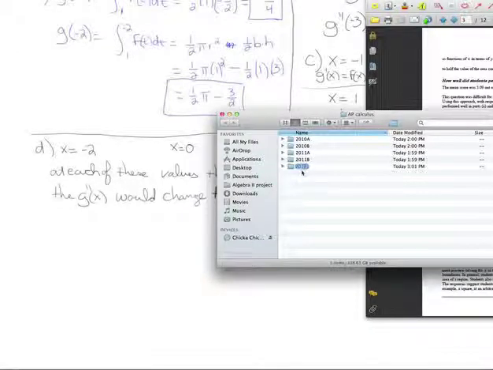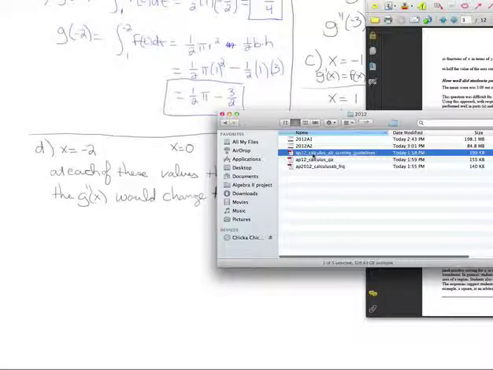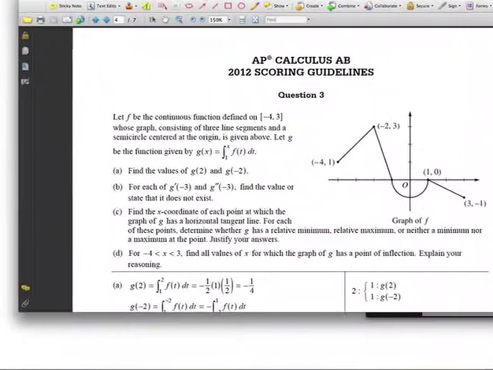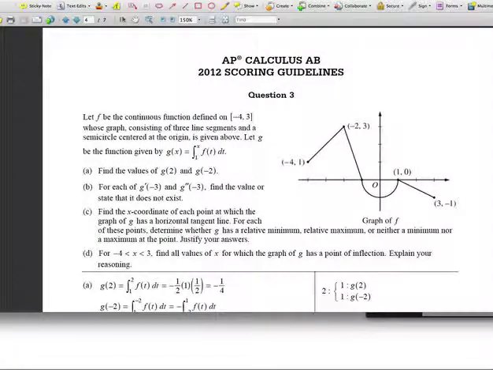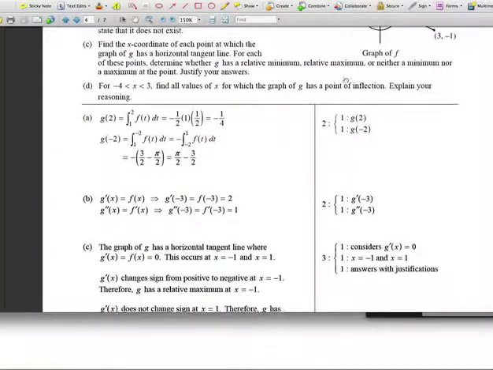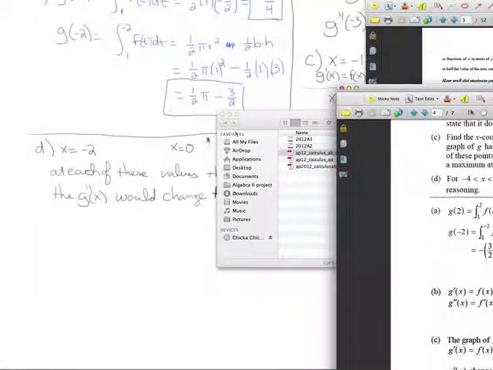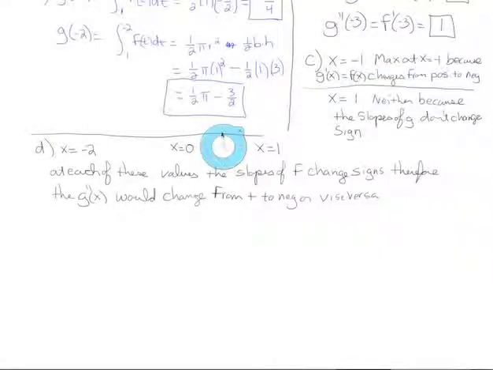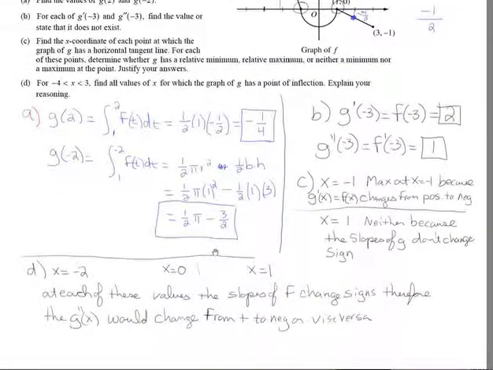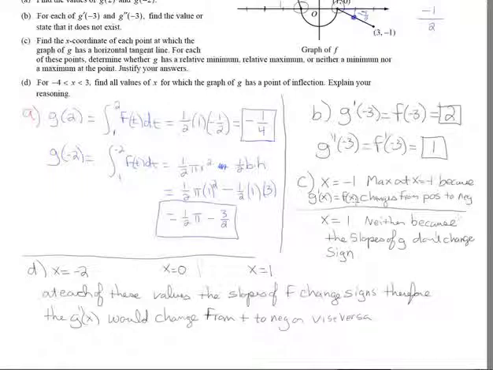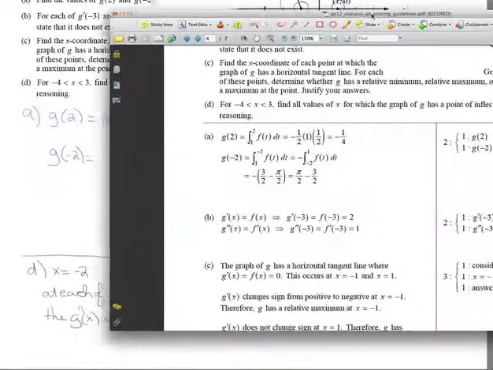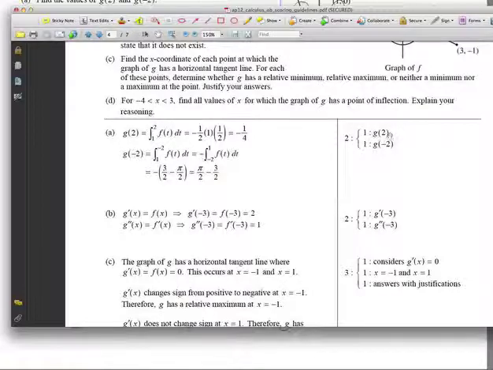So 2012 and scoring guidelines. Okay, so here it is. So for part A, they got -1/4. For part B, they got negative 3/2 minus pi over 2, so pi over 2 minus 3/2. Let's see what we got. A little crowded on my screen here. Alright, same thing. -1/4, 1/2 pi minus 3/2. Got 2 points, one for g of 2, one for g of -2.